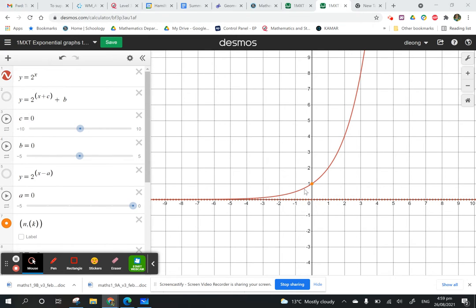The other point to look at is this point here, which is the point (0, 1). It is the y-intercept in this case, but it's the point that we're going to use later when we look at horizontal shifts. Okay, now let's look at trying to move this one up and down.